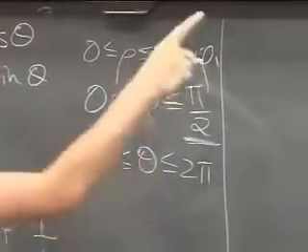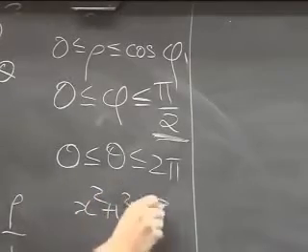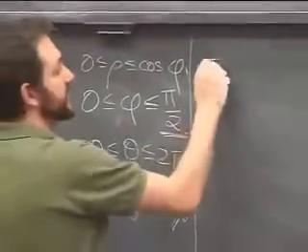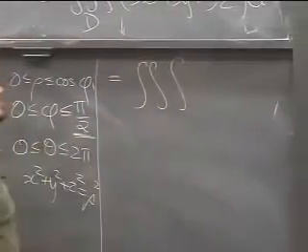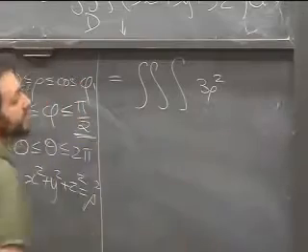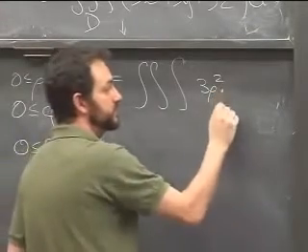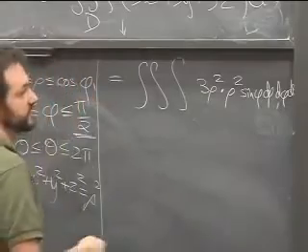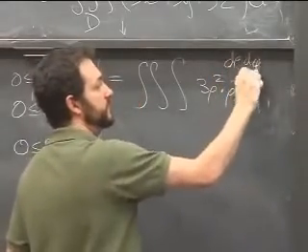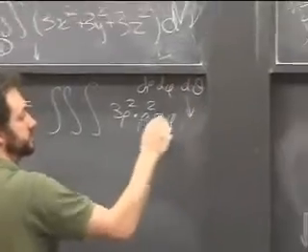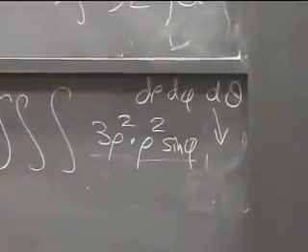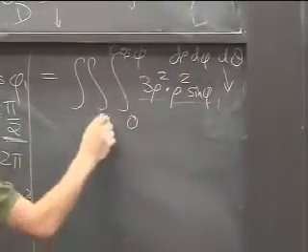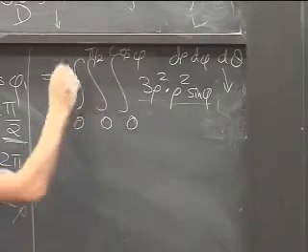By the way, x squared plus y squared plus z squared is rho squared. In these coordinates, you square those, you add them up, and the trig gives you rho squared. So this integral becomes the triple integral of just 3 rho squared. However, don't forget the Jacobian in spherical coordinates is rho squared sine phi d rho d phi d theta. So that's the Jacobian, and that is the function. And now rho goes from 0 to cosine phi, phi goes from 0 to pi over 2, and theta goes from 0 to 2 pi.